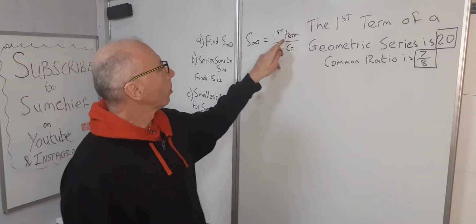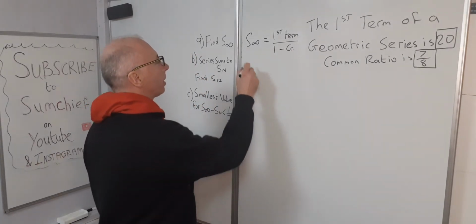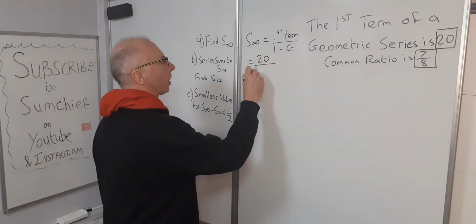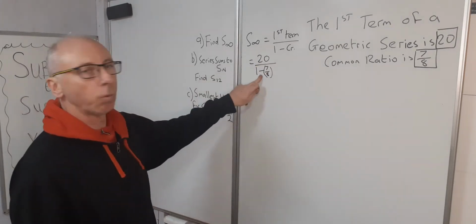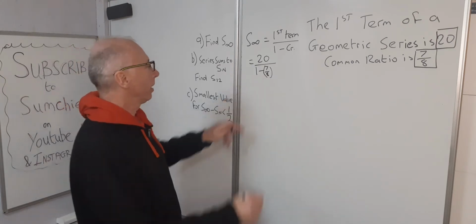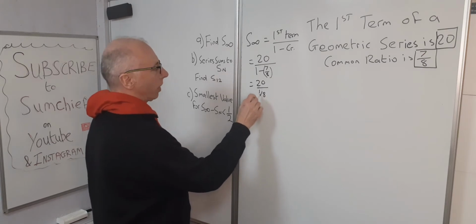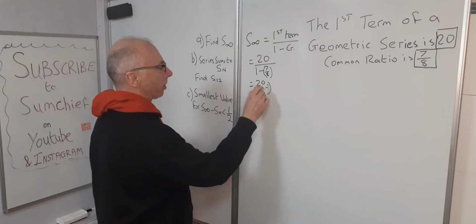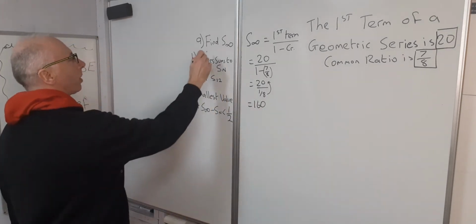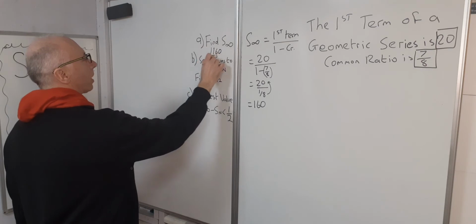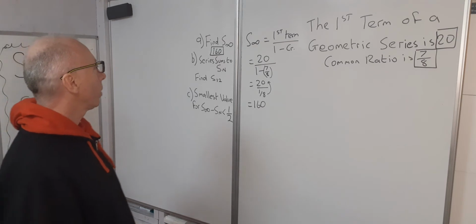So pretty straightforward question here. First term we know, common ratio we know, so let's just plug them in. So that equals 20 divided by 1 minus 7/8. Okay, 1 minus 7/8, that's 1/8. So 20 divided by 1/8, bring the 8 to the top and multiply, that gives us 160. So the infinite term, 160. That's what the series sums to. Okay, that's the first one.